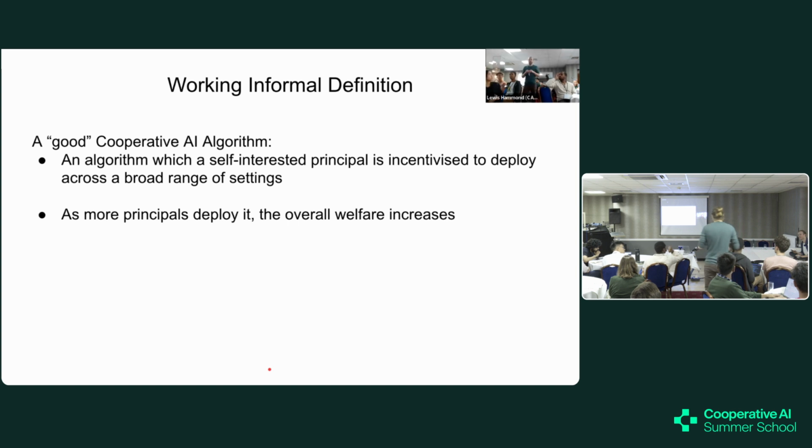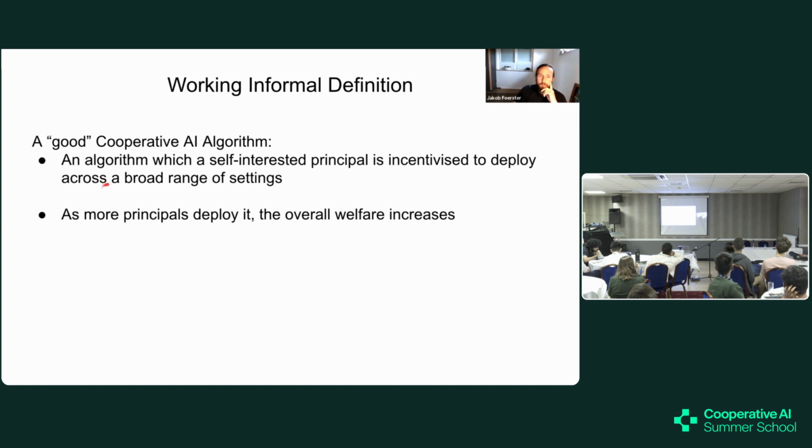Hey, the definition seems a little narrow to me in that you're looking for social welfare only against copies of itself. Would you not want to expand it so that against generally other cooperative principals, it can increase social welfare, so that we can have heterogeneous populations of cooperation? Yeah, I call this a broad range of settings. But thank you for the comment. I think it's a great question.